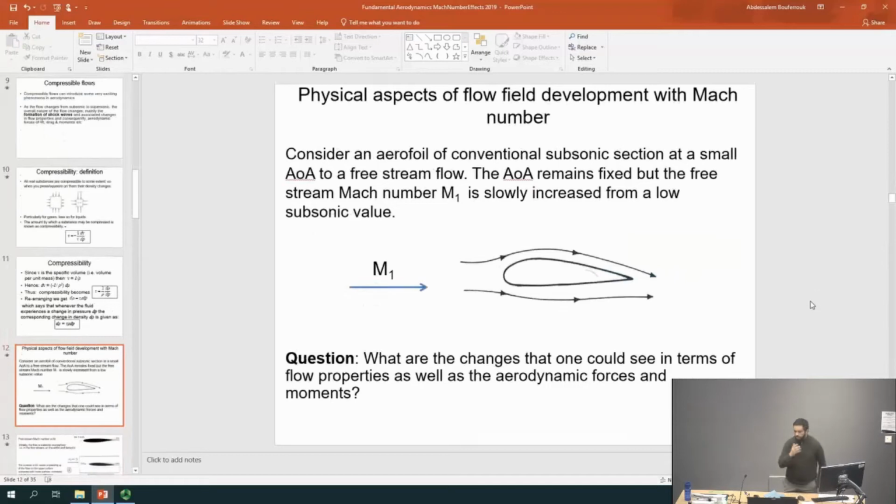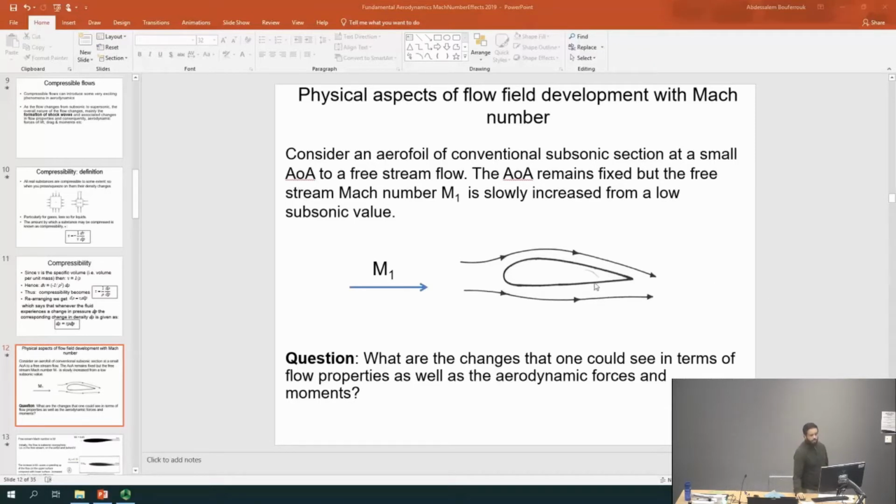So let's go back to the original question. This is what compressibility is: basically, how do things like density or volume change as a result of changes in pressure. Of course, the pressure itself, as we will see, will change as a result of changing the flow conditions. In this case, we are changing the Mach number. So let's look at some typical physical aspects in the flow field as we increase the flow Mach number.